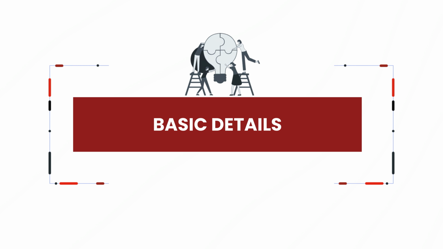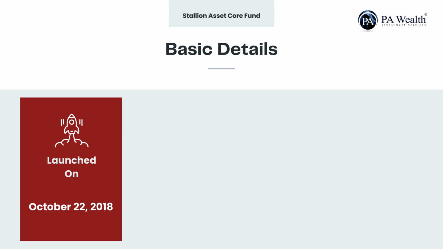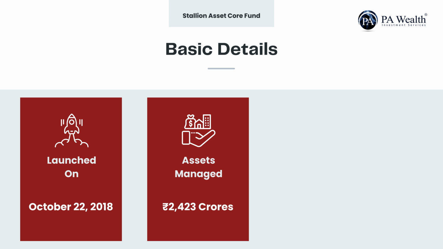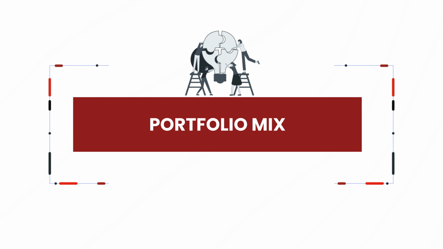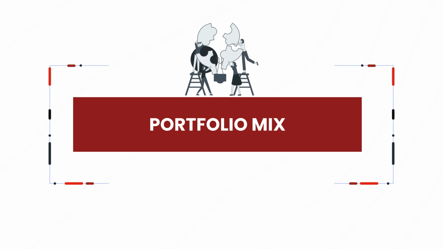Let's start with the basic details. Launched on October 22, 2018, this PMS scheme currently manages assets worth around 2,423 crore rupees. The fund aims to create wealth by generating the highest possible alpha for investors. The objective of the fund is to provide the client with a structure that can achieve preservation and growth of its capital.